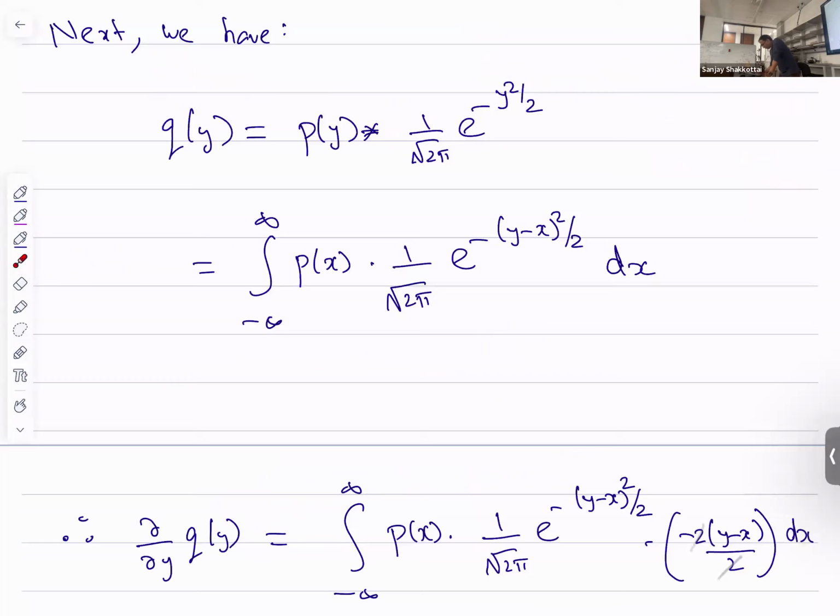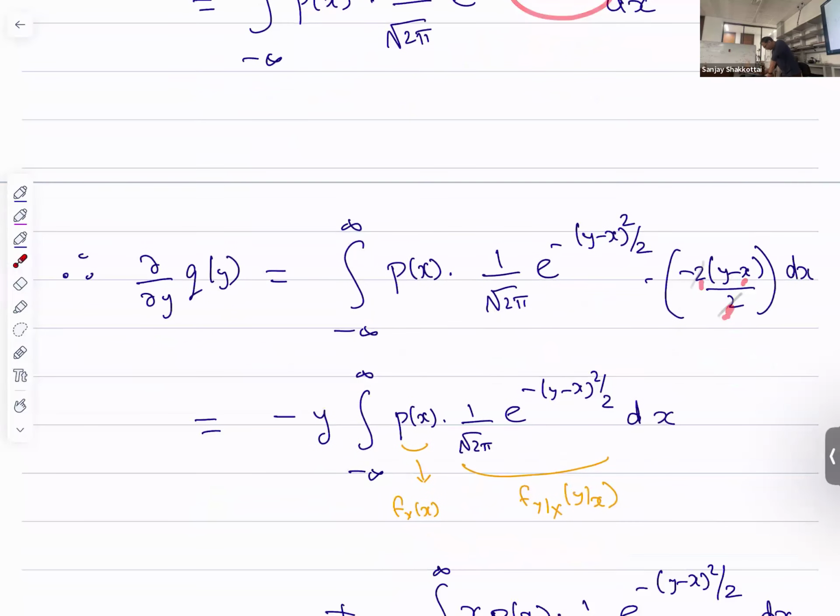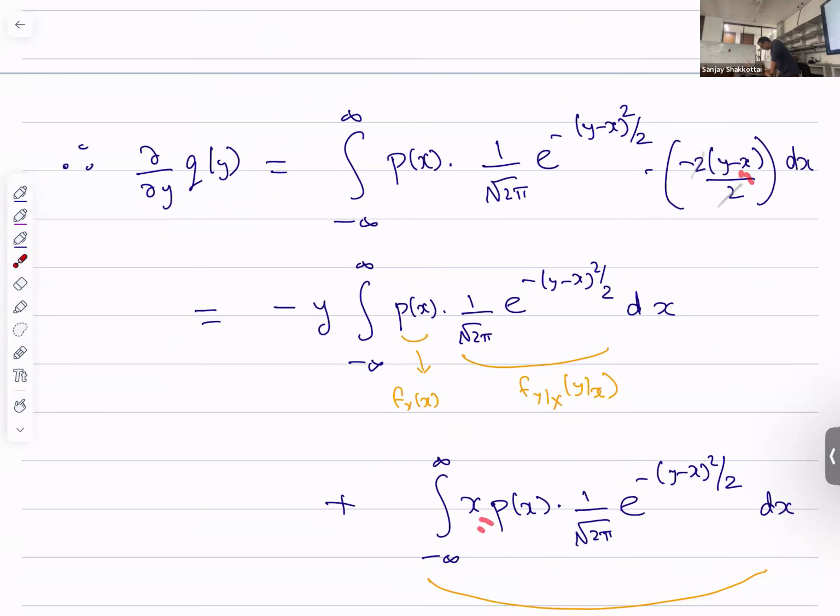So now, therefore, let me take the derivative of this with respect to y. Okay. Del by del y of q of y. These limits are minus infinity, infinity, so I can take the derivative all the way inside. So the y only appears here: e to the minus y minus x whole square by 2, times the derivative of this, which is 2 times y minus x by 2. If I do this and just stick things in, then the derivative of q is, there's a y here, so negative y times p times this plus x, the other side, x times p times that.